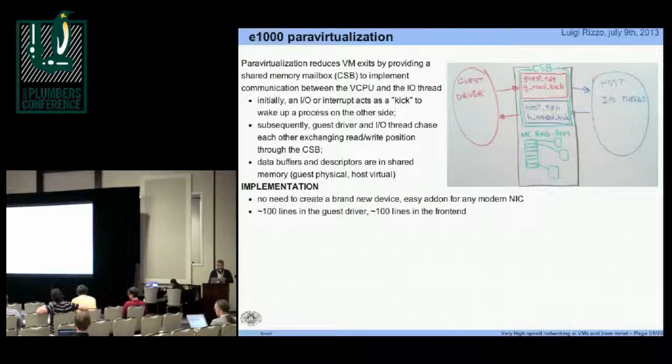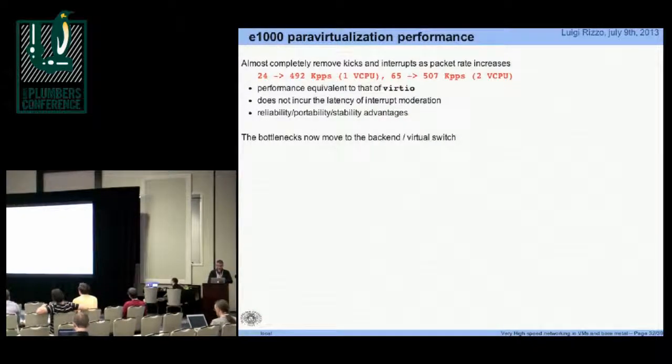So the next step was to try the full paravirtualization of the E1000, basically similar to virtio. You have a thread that is started, and the only extension in the device model that we needed was a small control block which is shared between the guest and the host thread. And again, performance on the E1000 went up to 500,000 packets per second. And at those rates, basically, we were using virtio without vhost.